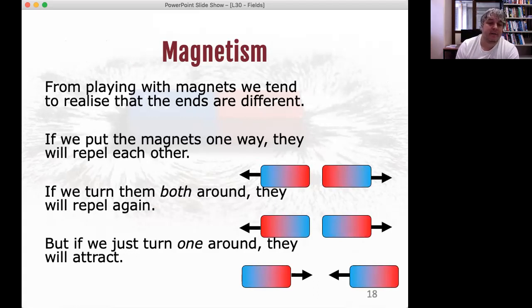So you've got this idea that one way they'll repel, one way they'll attract, right? And that's very similar to what we saw with charged particles, with electric fields and forces.